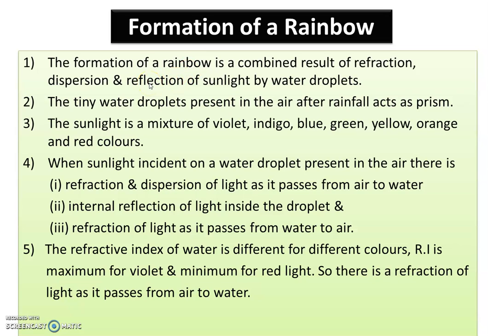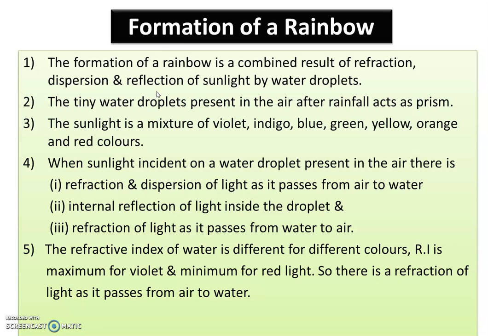The formation of a rainbow is a combined result of refraction, dispersion and reflection of sunlight by water droplets. The rainbow is the result of three phenomena of light, and these three phenomena are refraction, which we are learning in this standard, dispersion and reflection. These three phenomena combine together and the result is a rainbow.